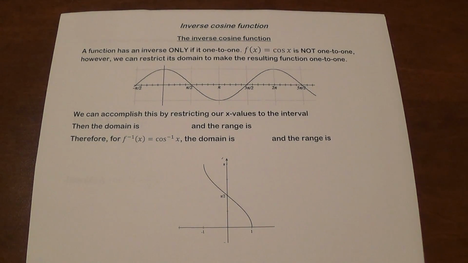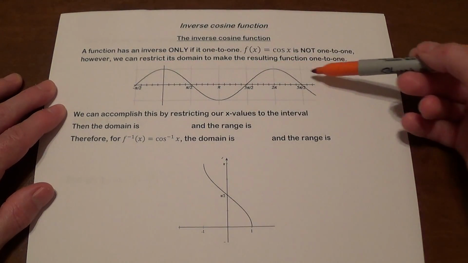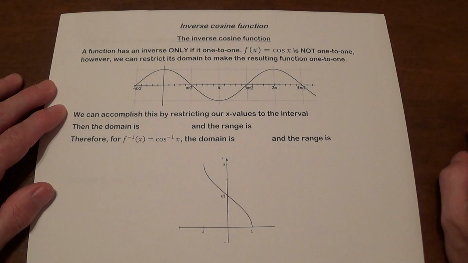Hi, this video is on the inverse cosine function. When we deal with functions, for a function to have an inverse, it has to be a one-to-one relationship. The graph of cosine clearly is not one-to-one because of the horizontal line test: when you run it, you see that a horizontal line crosses the graph at multiple points.